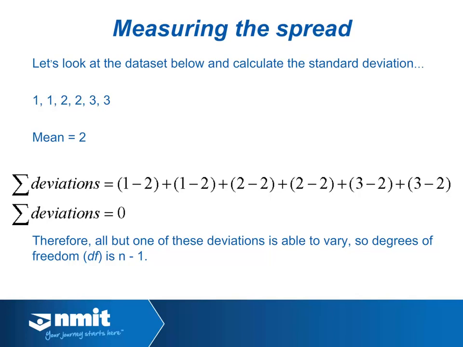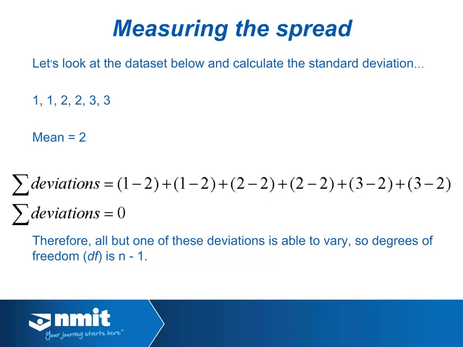Let's look at this concept with an example. We have a very small data set here containing 1, 1, 2, 2, 3, 3. So it's six data points in this data set. So n equals 6. The mean of this data set is 2. So the average of this data set is 2.